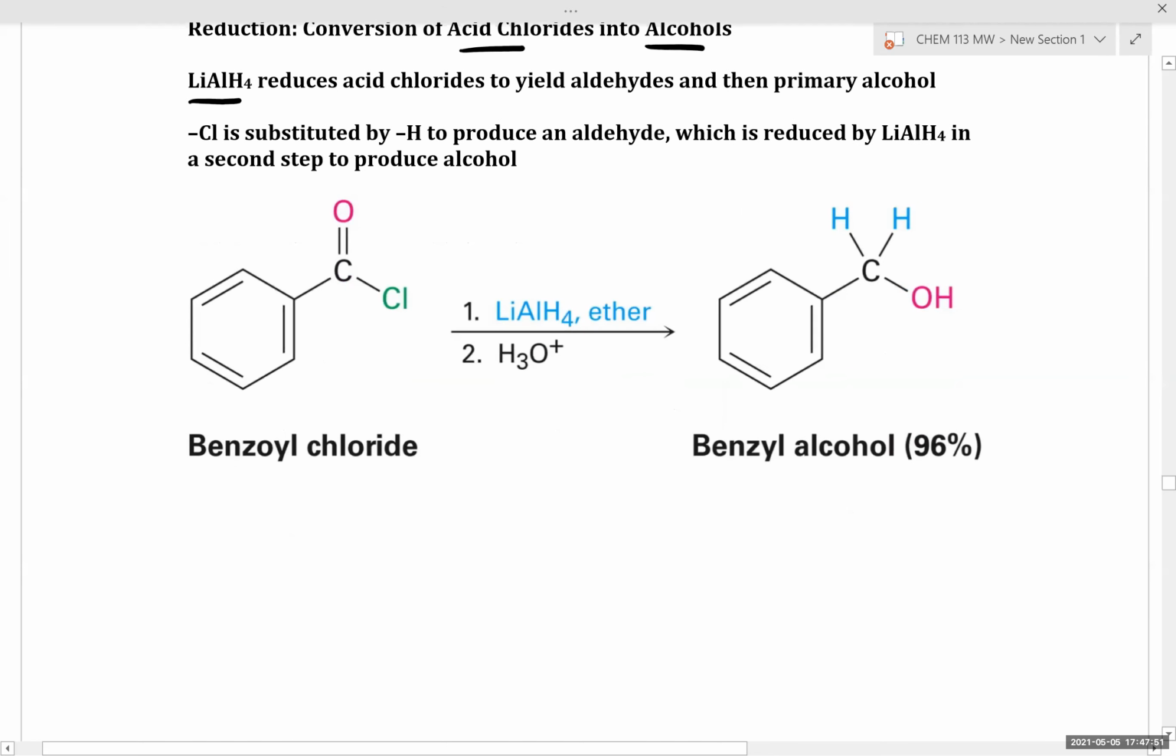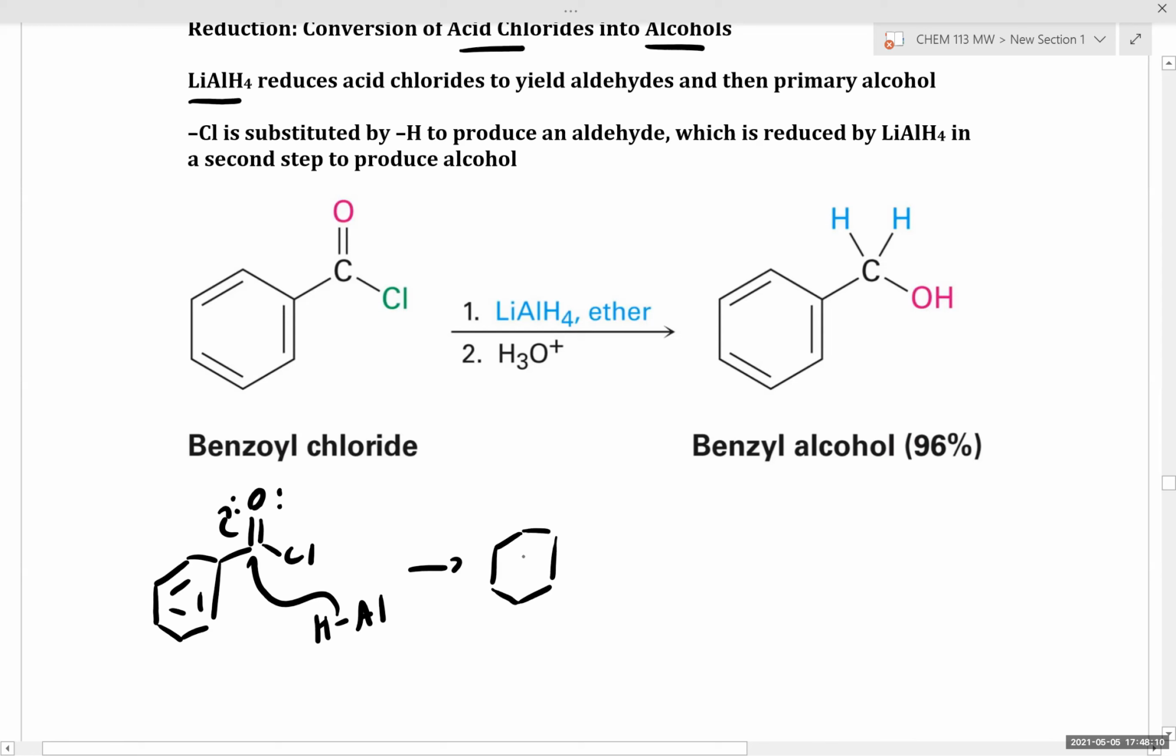This occurs via a successive reduction, first to yield an aldehyde, and then the resulting aldehyde generated is reduced a second time to generate the corresponding alcohol. This mechanism closely mirrors the reduction of esters.